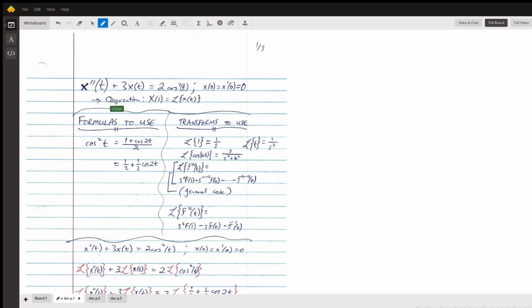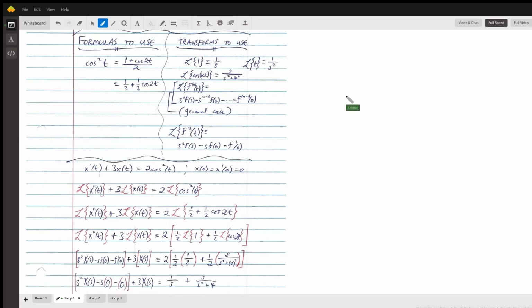This is the original problem: x double prime of t plus 3x of t equals 2 cosine square of t. The initial values are x of 0 and x prime of 0 both being 0. And you also mentioned there's a convention: big X of s is equal to the Laplace transform of x of t.